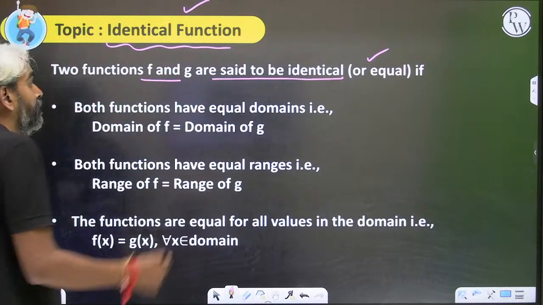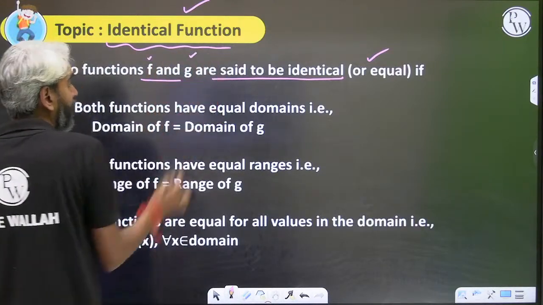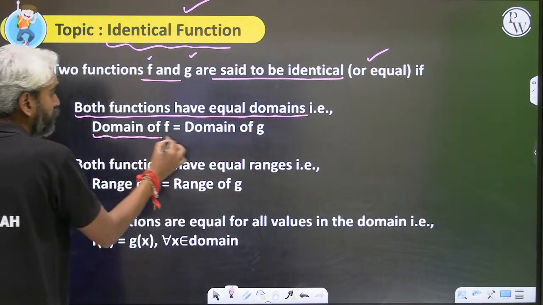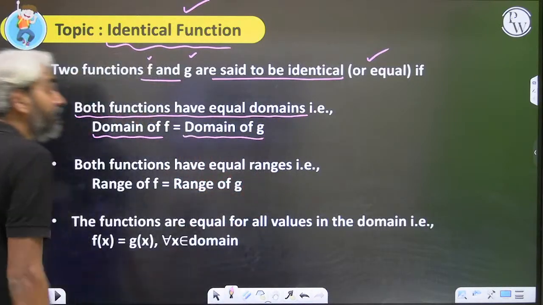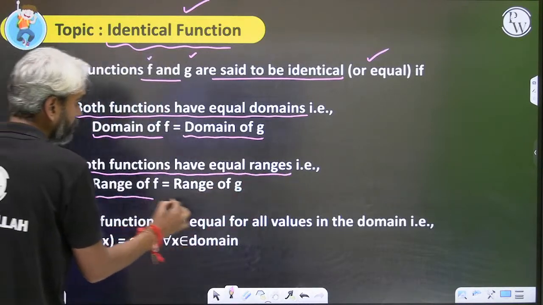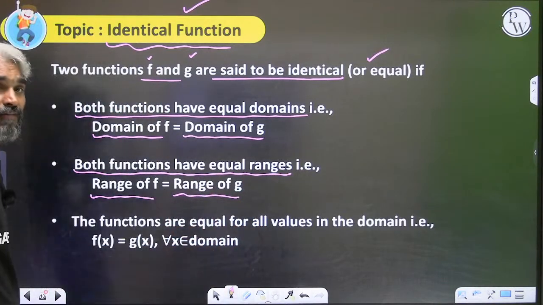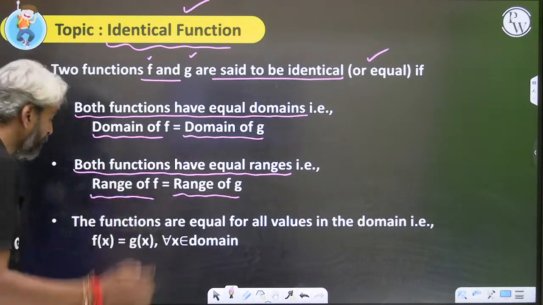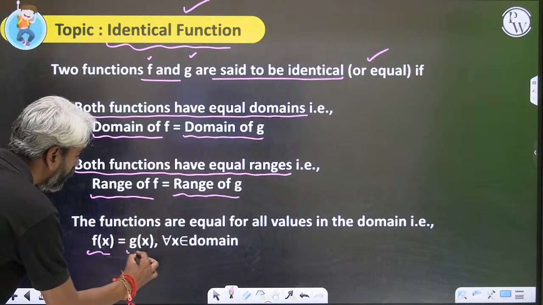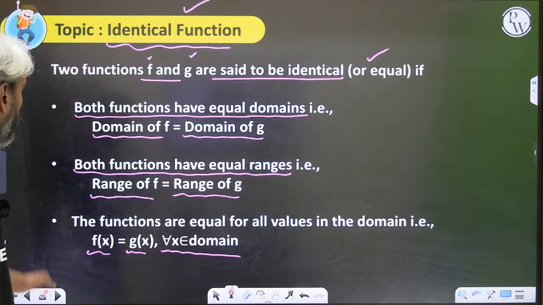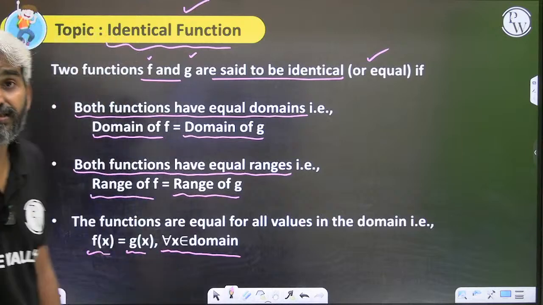The idea is, two functions f and g are said to be identical when both the functions have equal domain. That means the domain of f should be exactly the same as the domain of g. Both functions have equal range. That is, the range of function f should be exactly the same as the range of function g. And more importantly, the value of f(x) should be equal to g(x) for all the elements belonging to the domain.